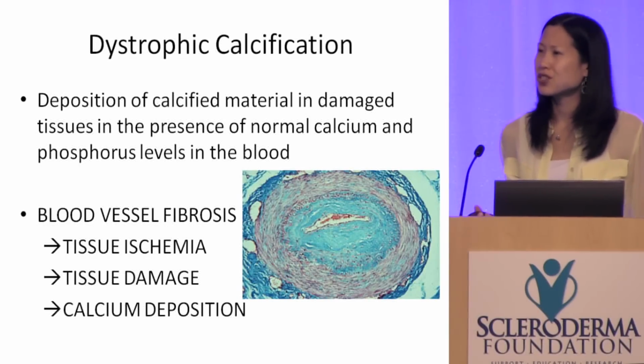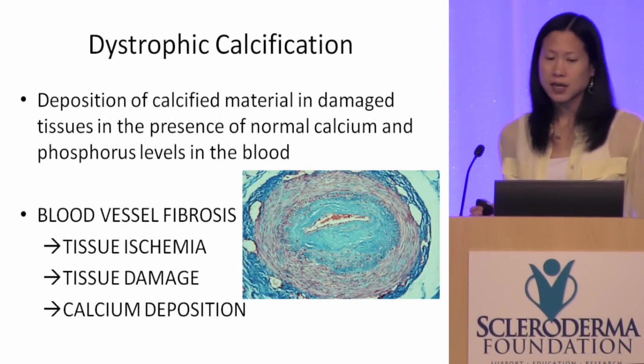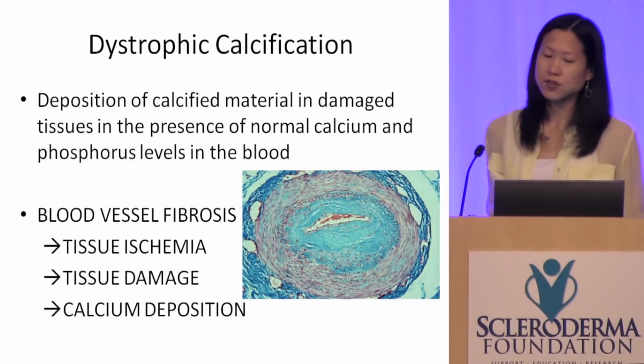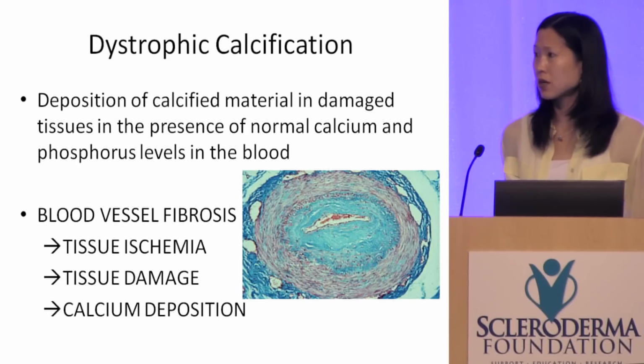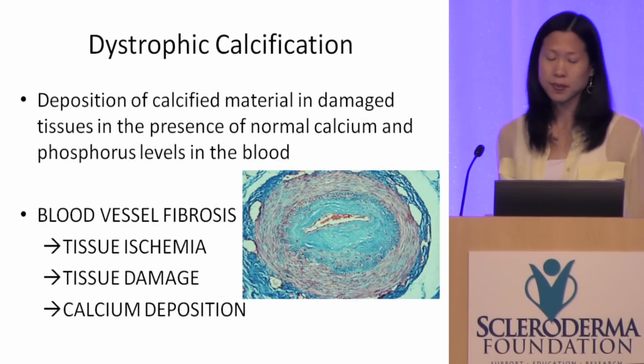Dystrophic calcification is a term that is used to describe the calcinosis that affects patients with connective tissue diseases. It is defined as deposition of calcified material in damaged tissues, but in the presence of normal calcium and phosphorus levels in the blood. So they're actually calcifying and depositing in the skin and other tissues, but it isn't associated with high levels in the blood.